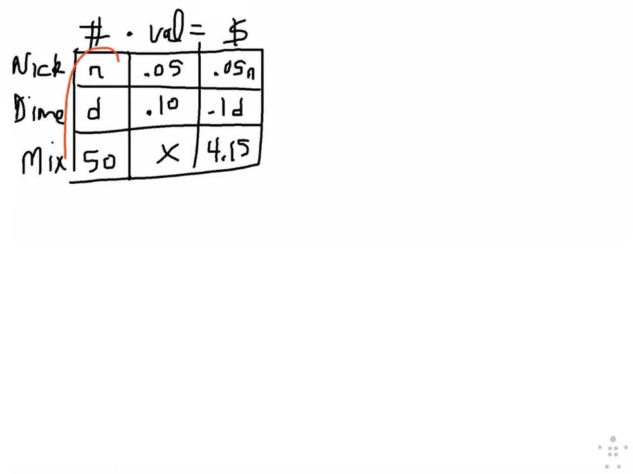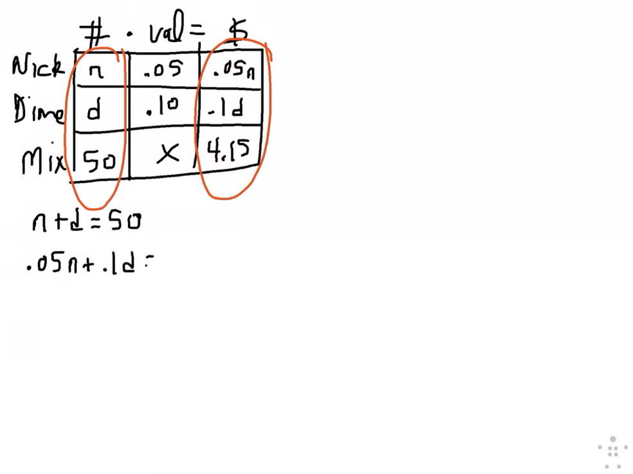So our two equations come from our columns, right? So we get N plus D equals 50, and the second equation, the third column, is 0.05N plus 0.1D equals 4.15. And let's solve, what does the question say? How many dimes do we have?